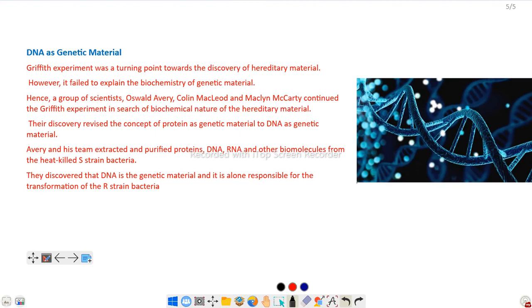So, here the search ends for the genetic material. And it was concluded by Avery, MacLeod and McCarty that DNA is the genetic material. Here we finish with the search for genetic material, and the answer is DNA.